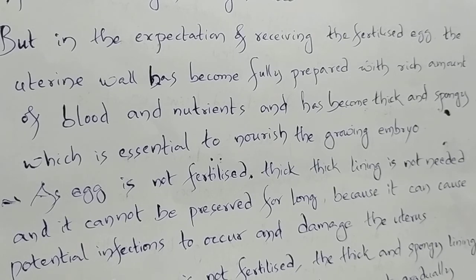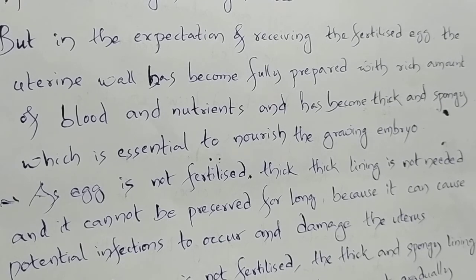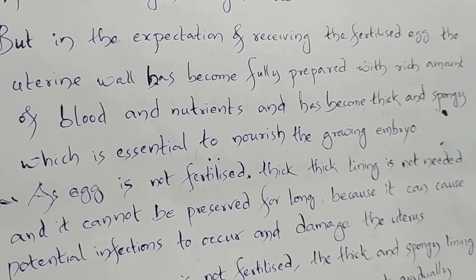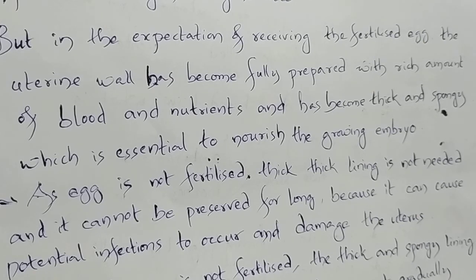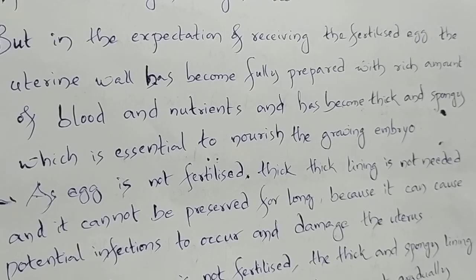For example, if a new guest is going to come to our house, and he is someone special, what will we do? We prepare so many things, so many items. But unfortunately, if that guest is not going to come after all our arrangements, we cannot preserve those arrangements, and if we preserve them within the house, our house may get spoiled. Then what will we do? We throw it out. The same thing happens in the case of the uterine wall.